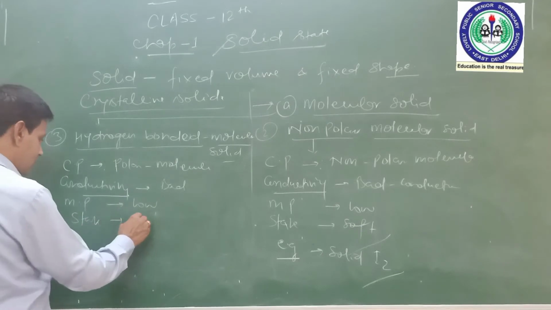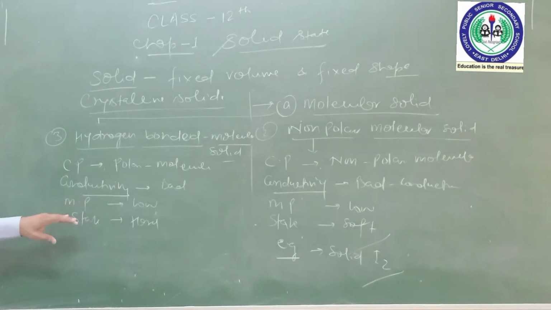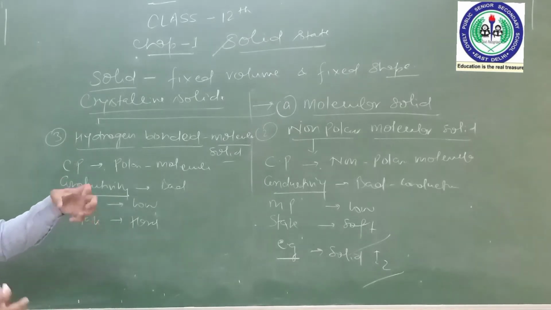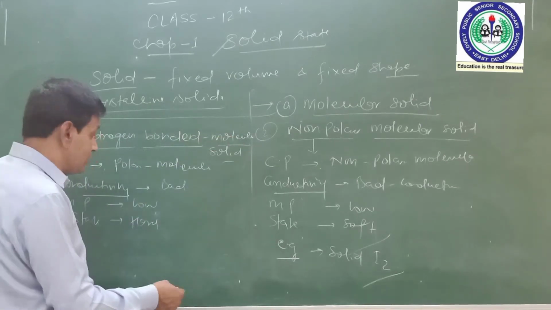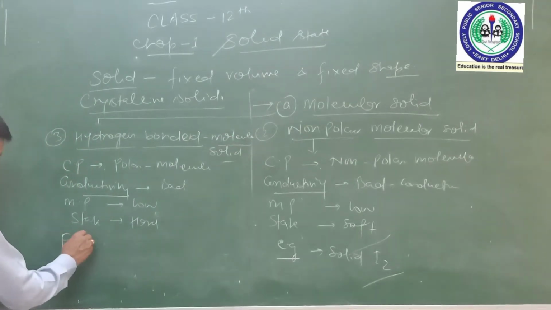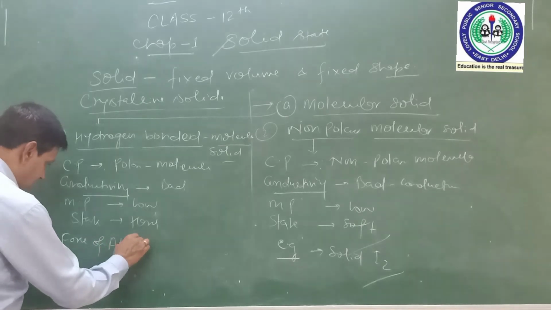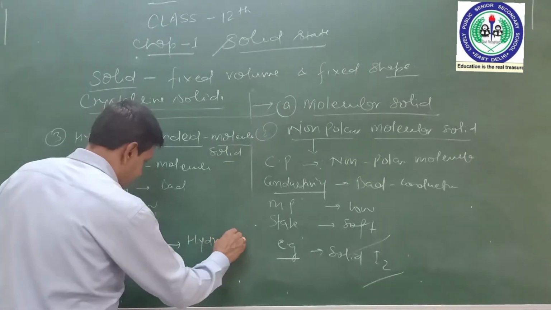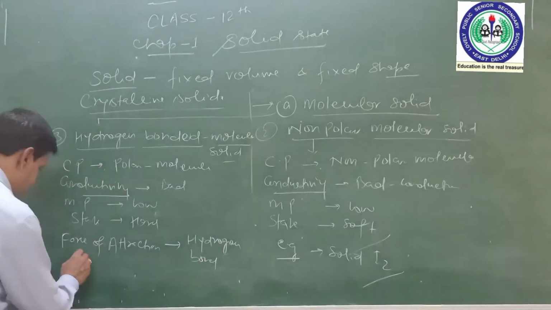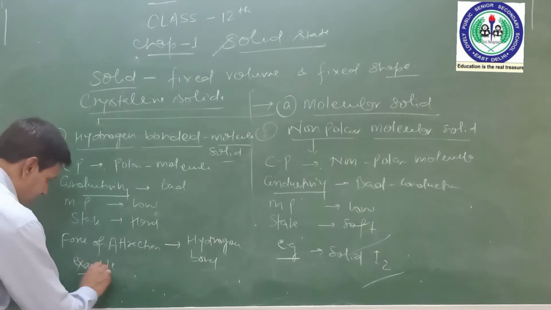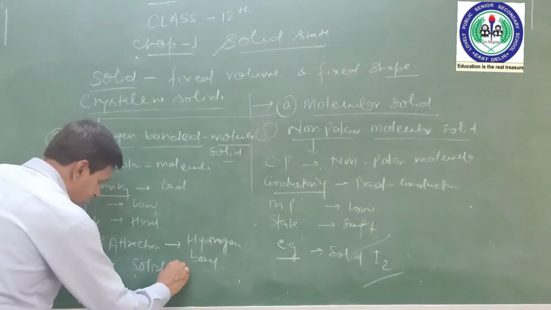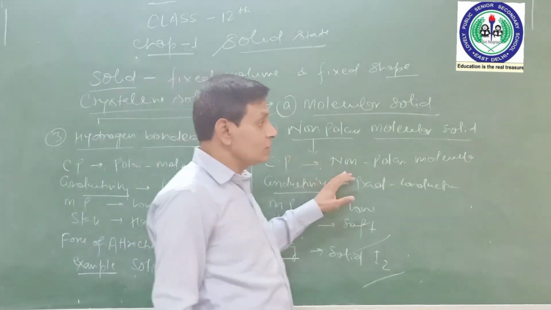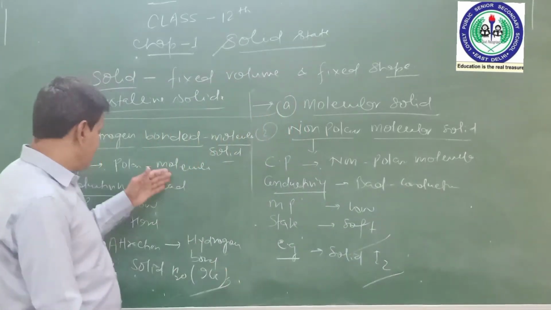State, hard. And one thing I should also discuss is the force of attraction between the constituent particles in the entire range of the category of the solid. Force of attraction is hydrogen bond. And example is solid water. And what is solid water? Solid water is ice. This is the best example of the hydrogen bonded molecular solid, and that's why ice is very hard, because hydrogen bond is very hard.